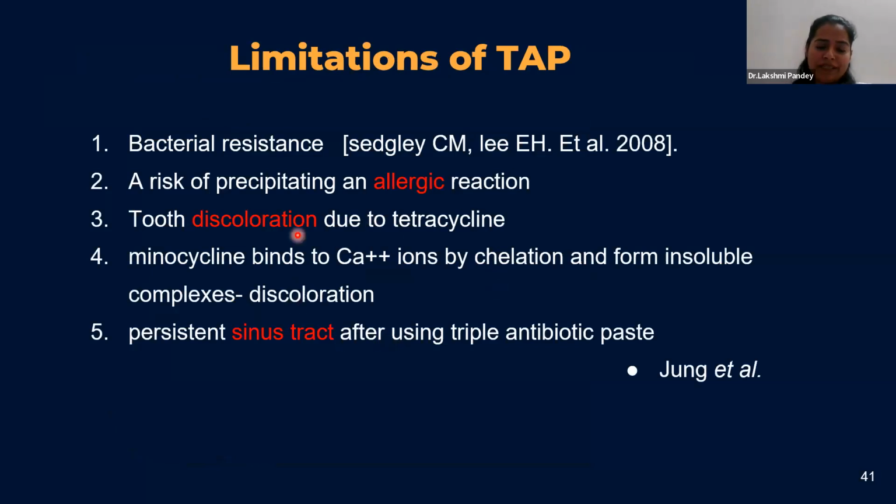Limitations are bacterial resistance, we know because we are using antibiotics. Some of the patients are allergic. The most important limitation was the discoloration that was seen due to tetracycline. So later it was replaced by minocycline. It binds to calcium ion by chelation and forms insoluble complexes, causing discoloration.